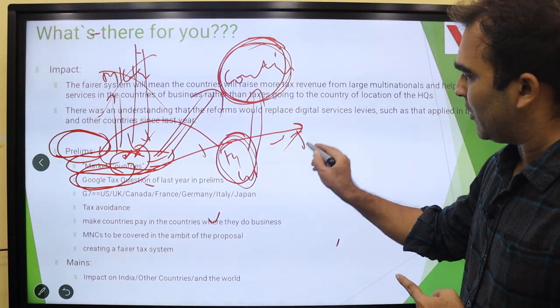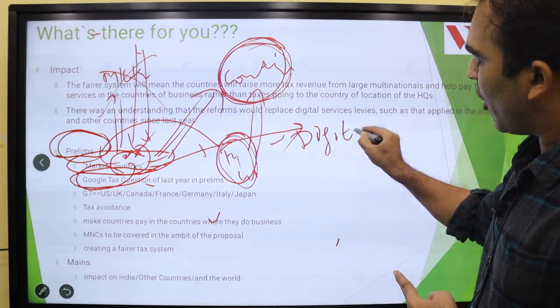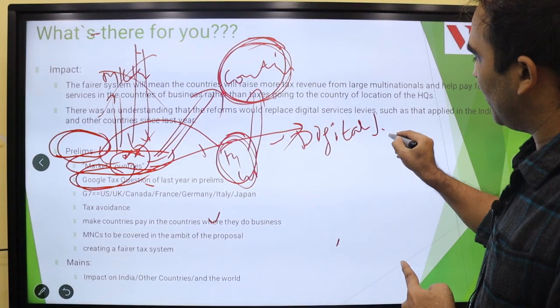These digital levies, you call them digital levies. All countries are doing this. That's the problem.